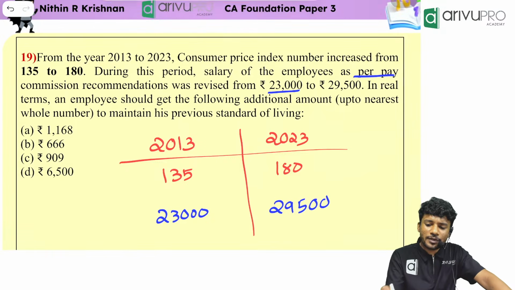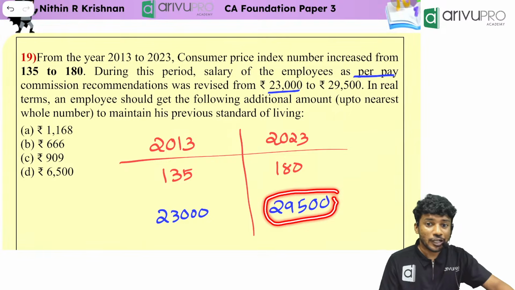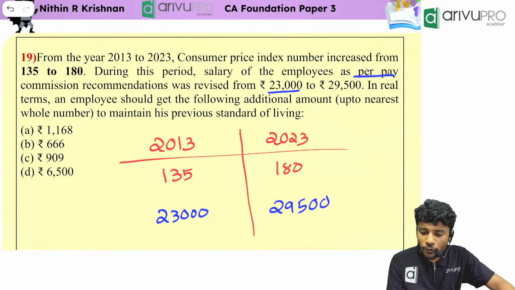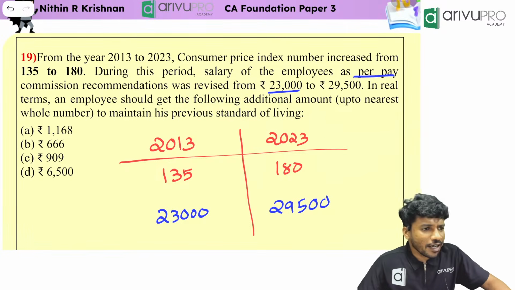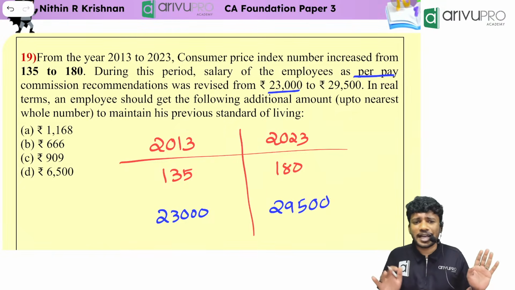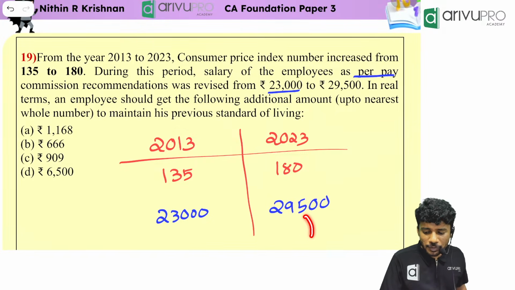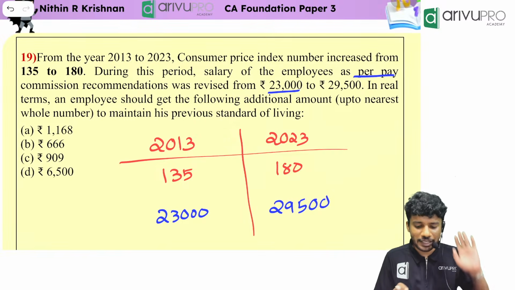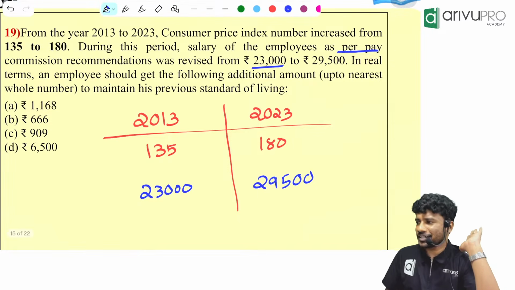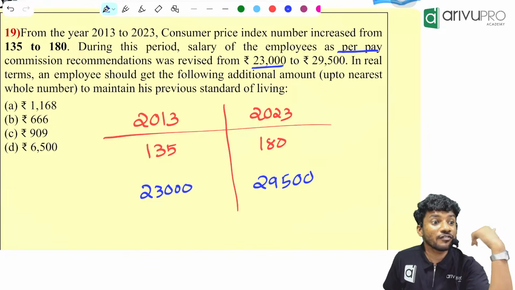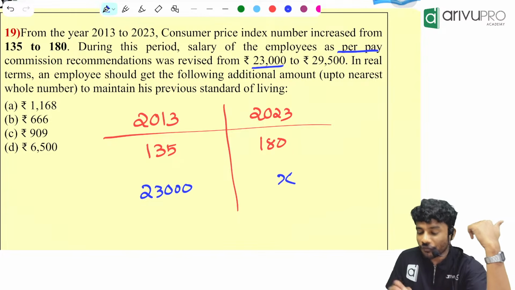29,500. Now, can anyone tell me what is the current year salary? Currently, he is getting 29,500. Okay. Then they are asking, in real terms, an employee should get the following additional amount to maintain the previous standard of living. That means, considering the previous standard of living and all the index numbers, we need to find what he should actually be getting right now, or how much extra should be paid along with this, so that he is satisfied with the current standard of living. Now, people, they already gave us the current salary. Will we consider that, or will we find our own current salary? We will find our own current salary. That is the step. Find the value of x.